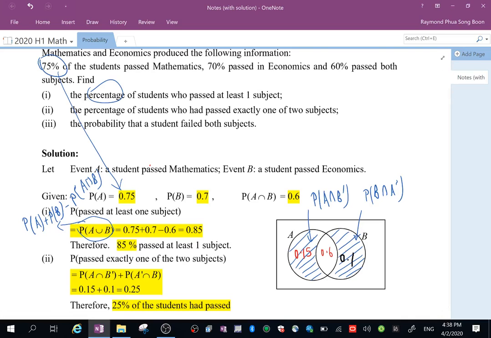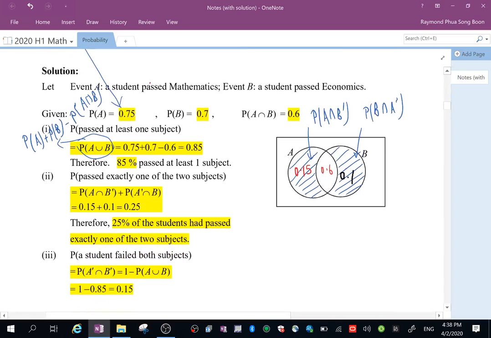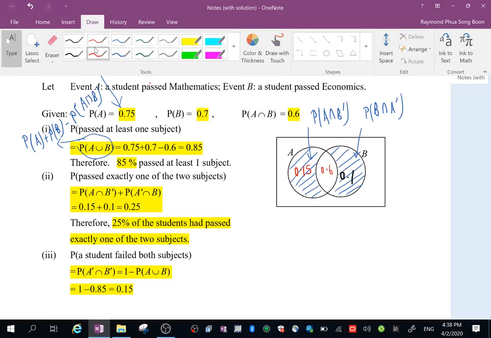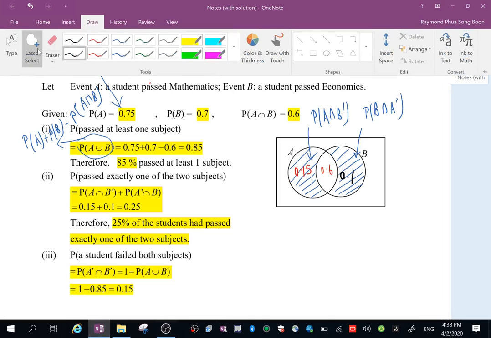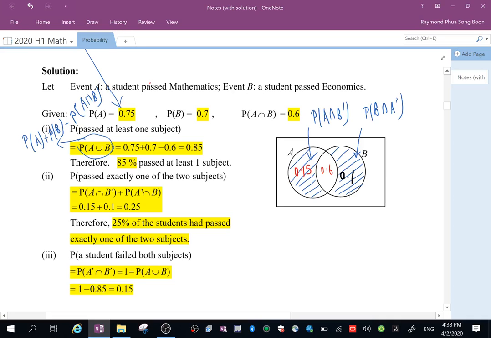All right, part 3. Find the probability that a student fails both subjects. So if a student fails both subjects, that means we are finding probability of A prime intersect B prime. That means not in A and not in B. All right. So this will be equal to 1 minus probability A union B. So probability A union B, we have already obtained it in part 1, which is 0.85. So we can easily work out the required probability will be 0.15.